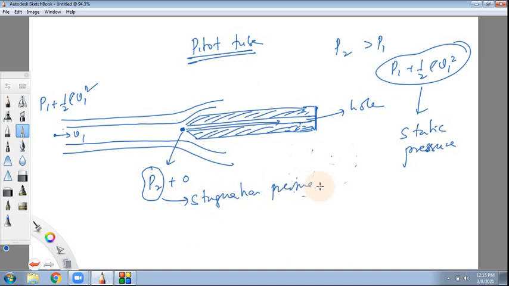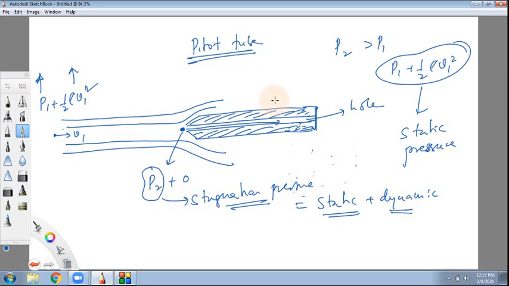The stagnation pressure P2 is what? P1 plus half rho V1 square. It is the static pressure at some other point where there was no obstruction, plus also the dynamic pressure. So stagnation pressure is static plus dynamic pressure at some other point where there was no obstruction. So the stagnation pressure which you are measuring contains both the static and dynamic values of a moving fluid. So this is a pitot tube.